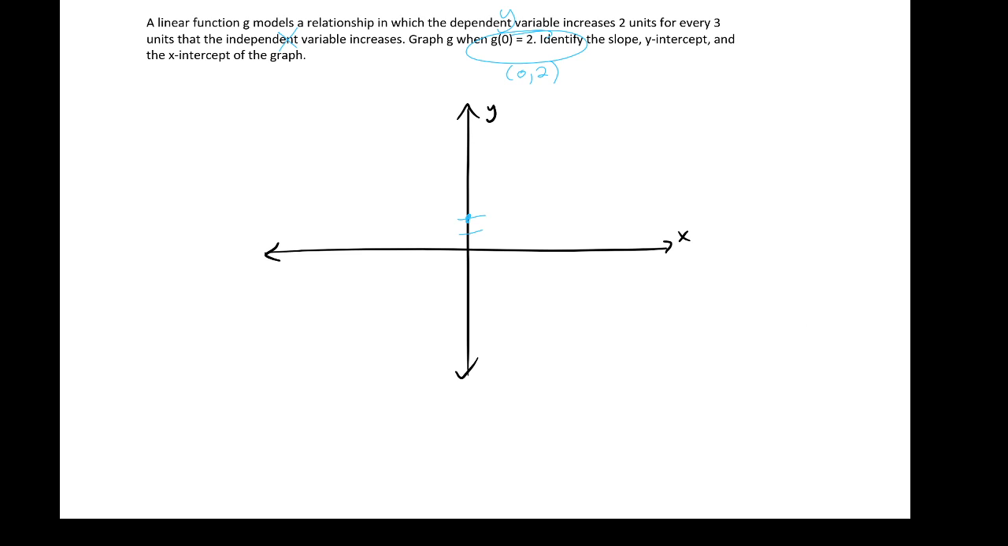Now, we're going to increase. We're going to go up 2. Okay? And our run is going to be 3, because it says 3 for the independent variable. So 1, 2, 3. We're going to move forward in x by 3, right? And then we're going to connect these 2 points.